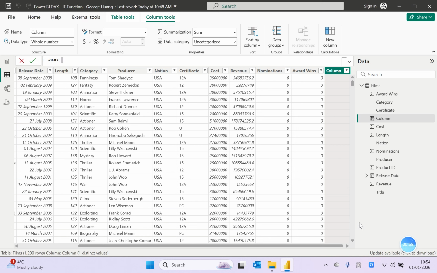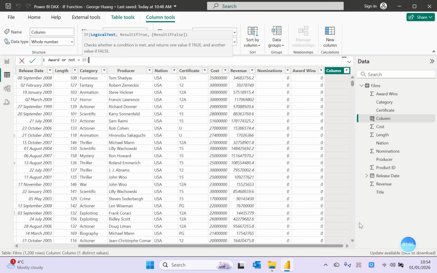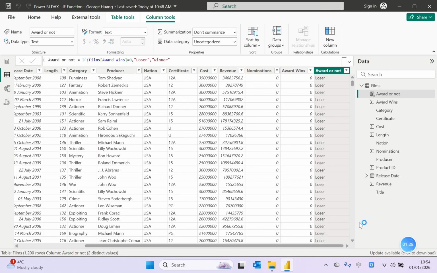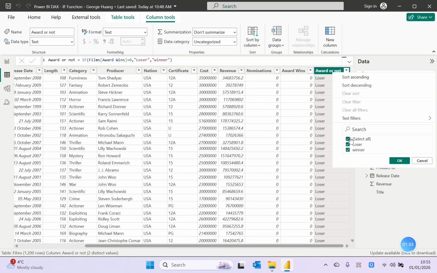Award or not. If the movie got award wins, not no award wins 0, then we call it a loser. Otherwise, we call it a winner. Okay, it's very easy. Let's do a quick sense check for the data.